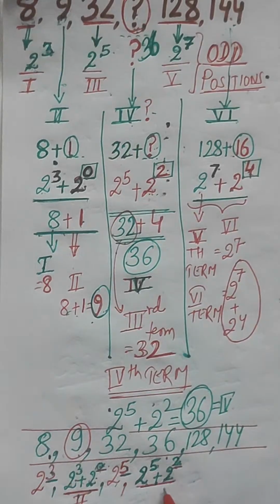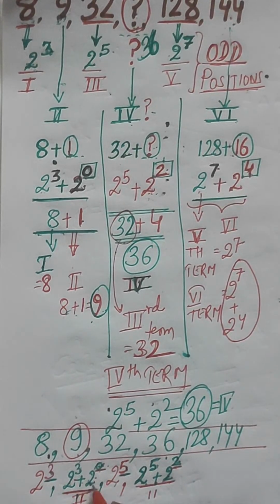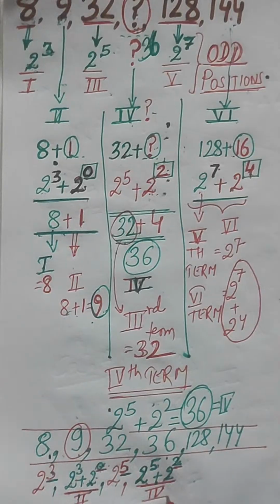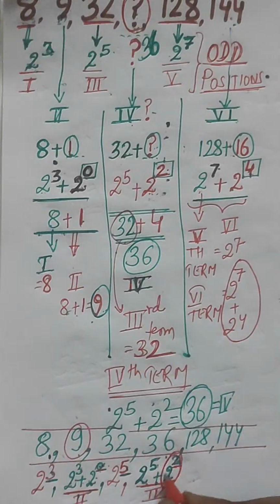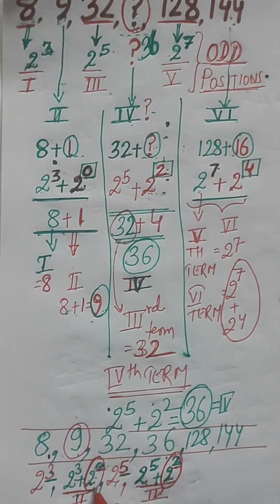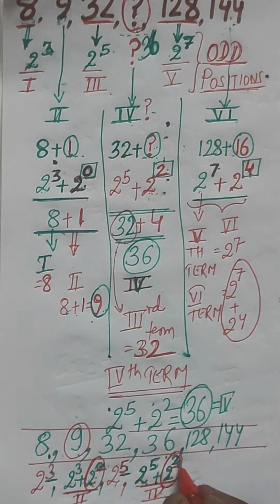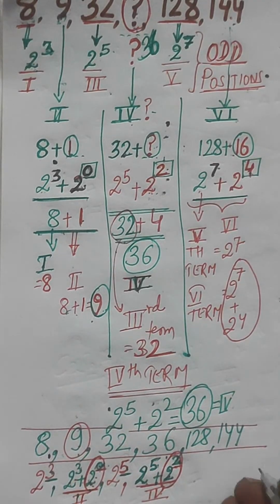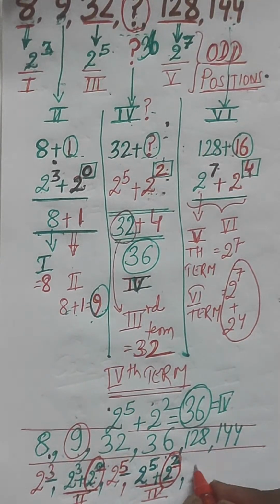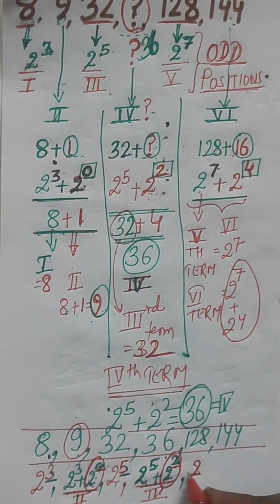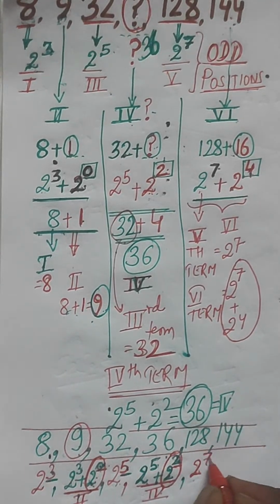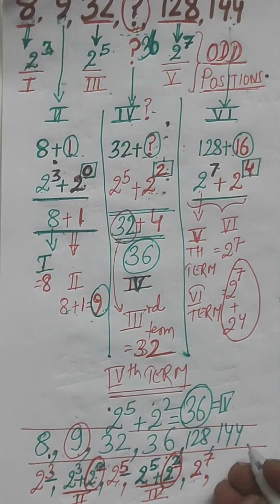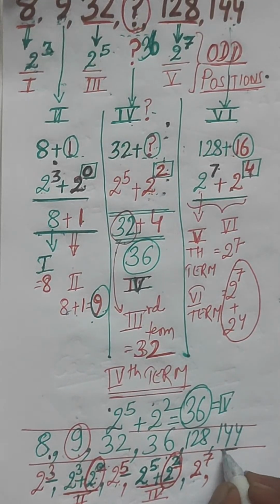Similarly, for the fourth term, what you have added? You have added 2 square. So this is the logic. 2 power 0 is added into the second term, 2 square is added into the fourth term. Similarly, the fifth term will be as it is. It will follow a simple sequence, that is 2 cube, 2 power 5, then 2 power 7. So that's it. But the main logic lies in the last term, the sixth term.